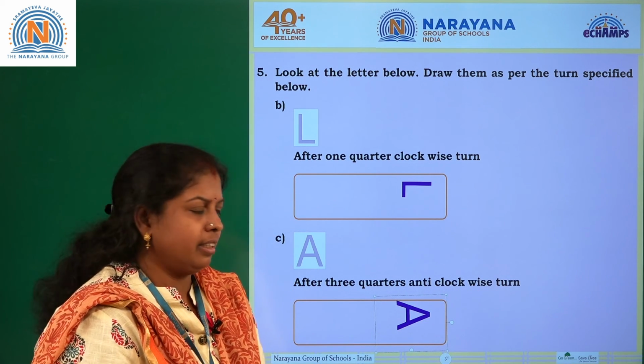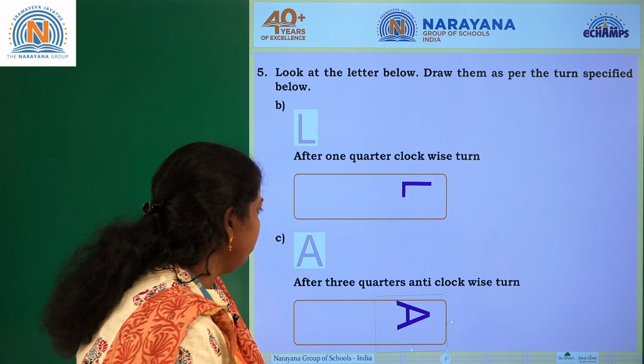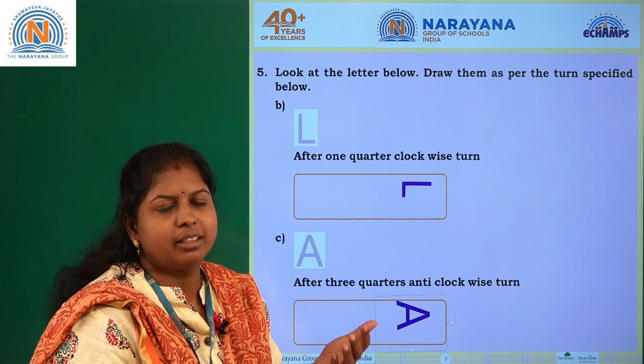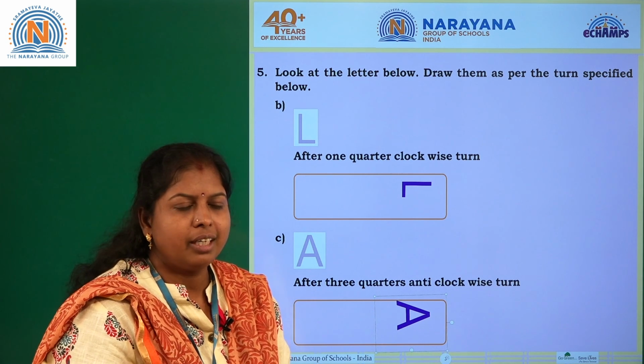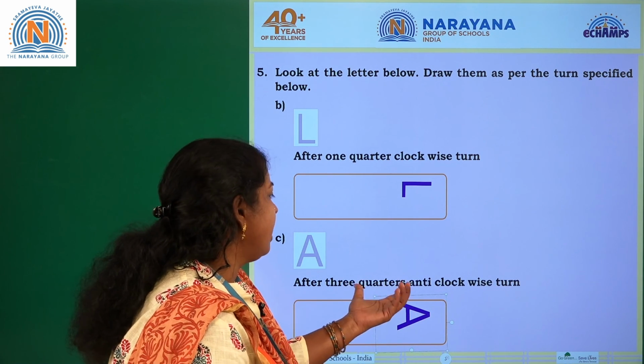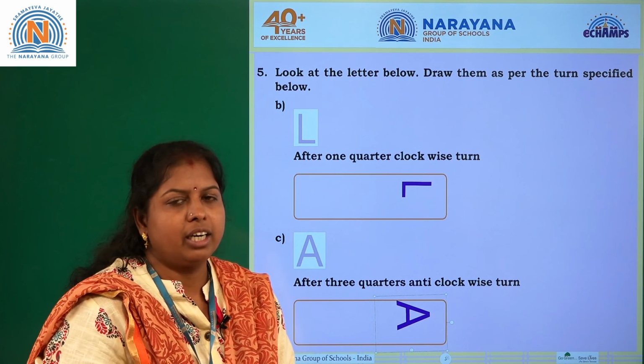This is how you have to practice, whether you have some alphabet, letters or some pictures. Then you have to turn them clockwise or anti-clockwise. Look at the given sentence and then draw accordingly.